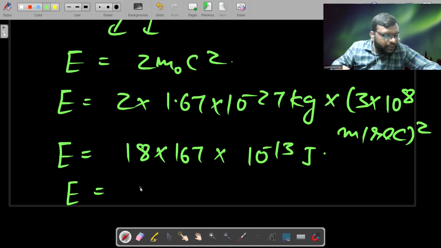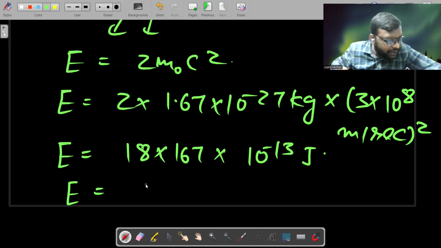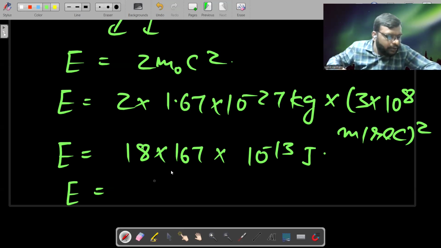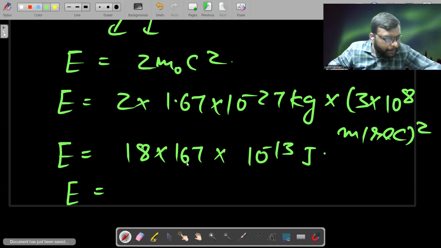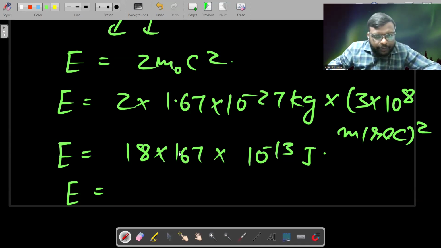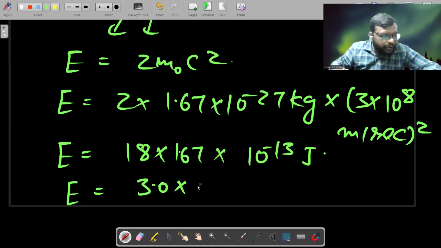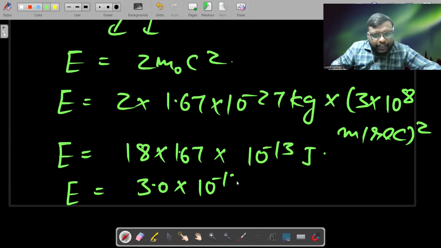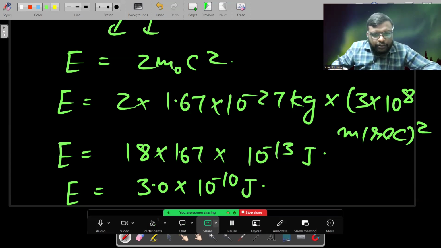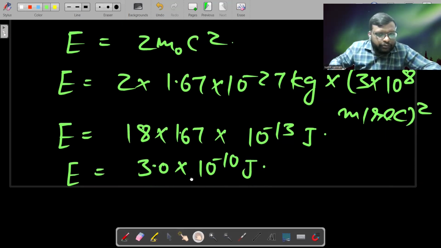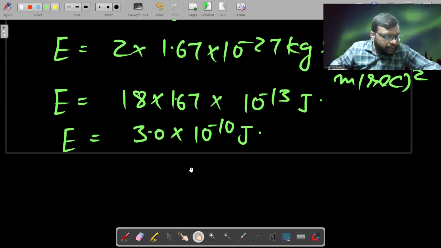And students, here if you will calculate this, it will come out to be, here it is 1.67, and if you will calculate this here, it will come out to be 3.0 into 10 to the power minus 10 joule. So here we have got this.